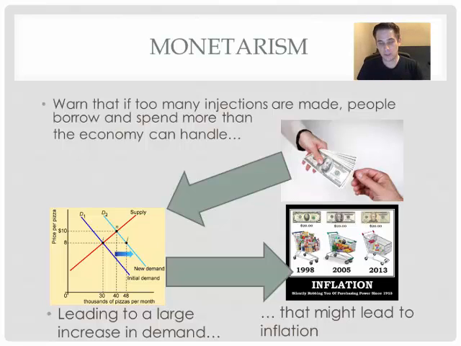Monetarism. Monetarism is a reaction to that kind of idea, that kind of fiscal policy. And monetarists criticize that if too many injections are made, people are going to borrow and spend more than the economy can handle, more than they can really afford to pay back. But still, they're spending that money. That causes an increase of demand that doesn't match actual income increases. That can lead to inflation. Demand-pull inflation. Remember from the last video. Demand pull to increase demand.